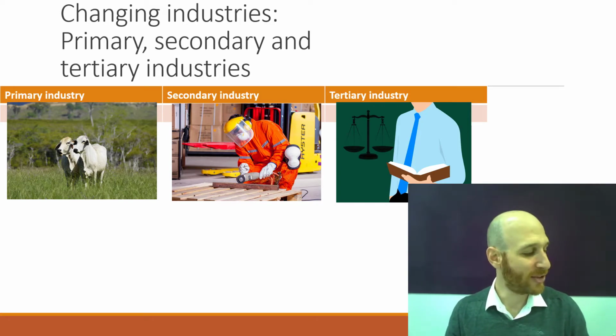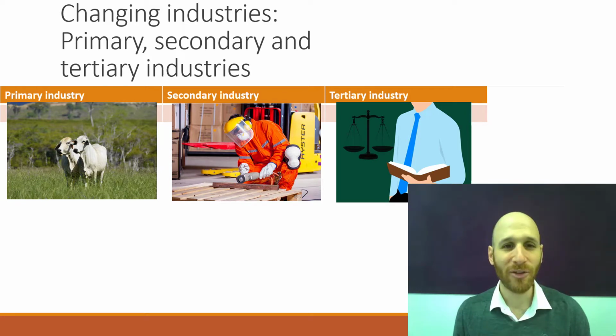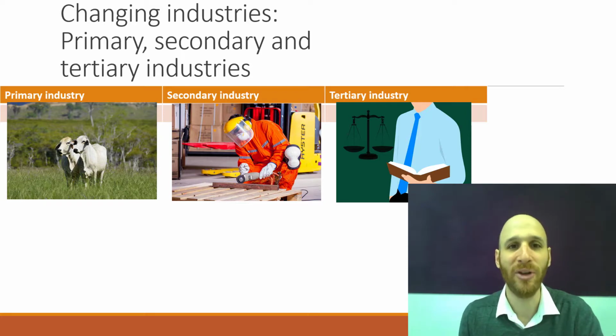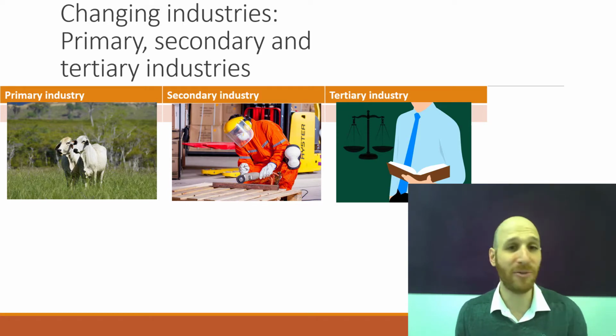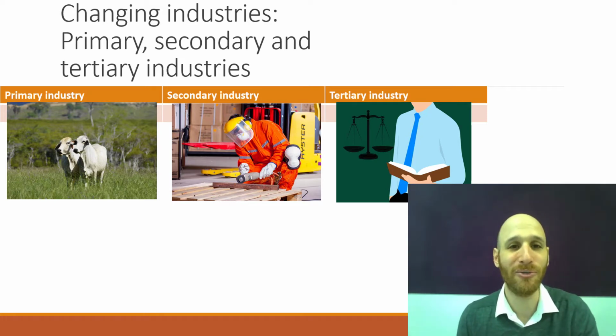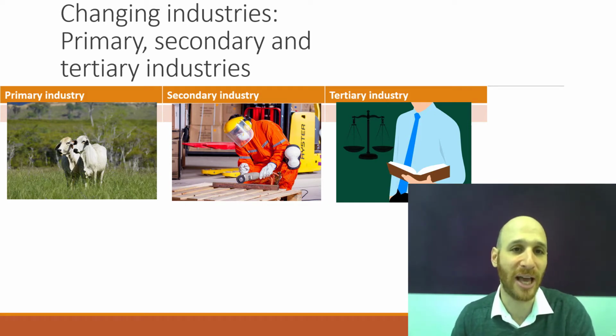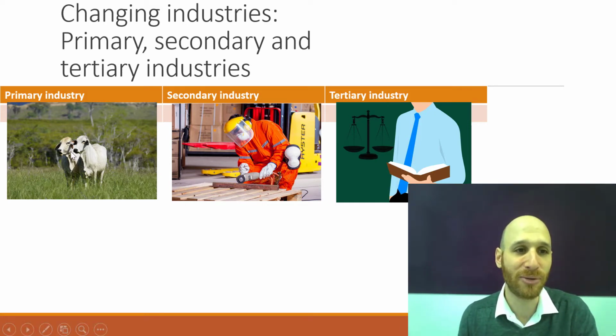If we then move to the secondary industry, and you can see this worker here, what they're doing is taking the raw materials. So say this worker is taking wood that is chopped down from a tree, and they're turning it into a semi-finished product. Maybe they're turning it into a picture frame, or maybe they're turning it into beams or support structures that can go in a house. But either way, we're going from the primary industry, developing the products in the secondary industry.